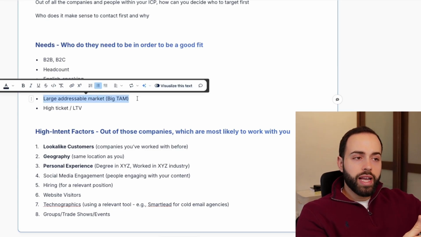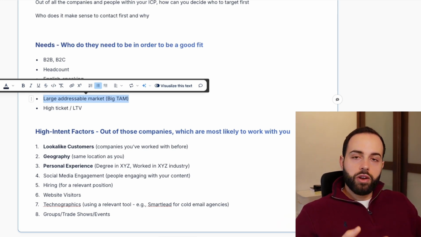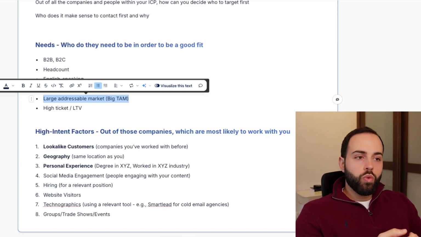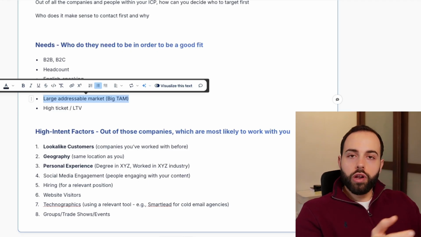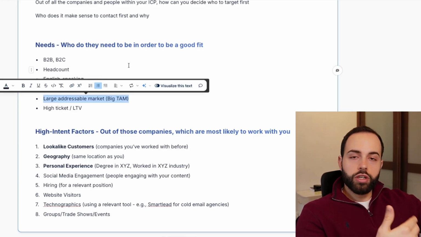Now, the next one is a big enough, tangible, addressable market. If our clients don't have an addressable market of at least 10 to 15,000 prospects, then we typically don't provide our services to those companies. For example, if we work with a local business that can only offer their services to the local neighborhood of 1,000 people or 500 people, they're probably not going to be a good fit for our cold email services. So they need to have a big enough, tangible, addressable market.